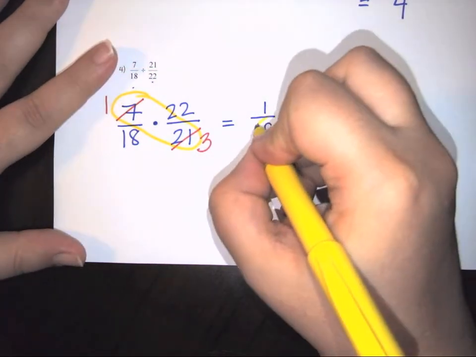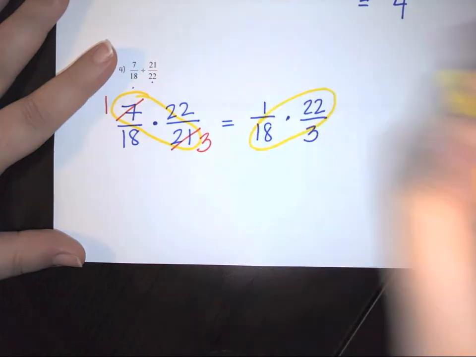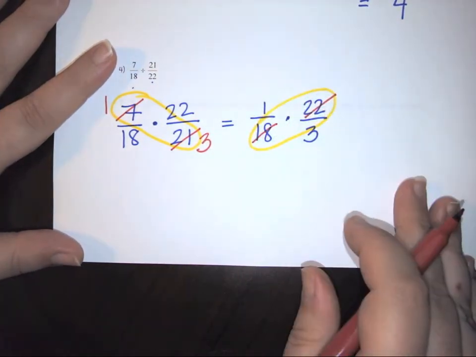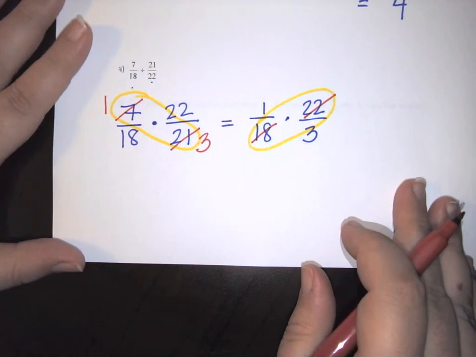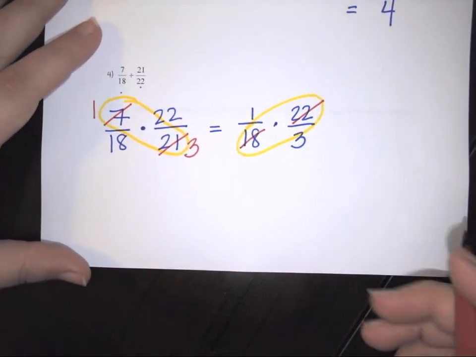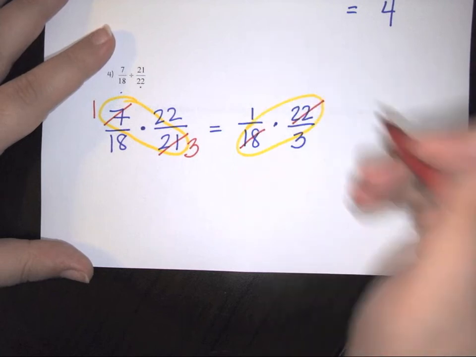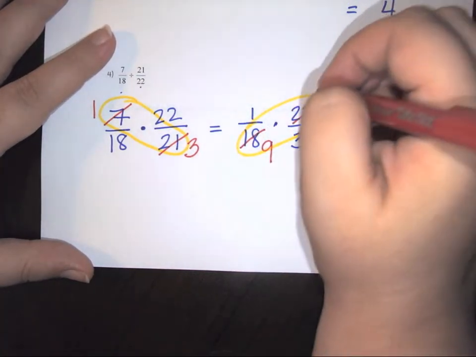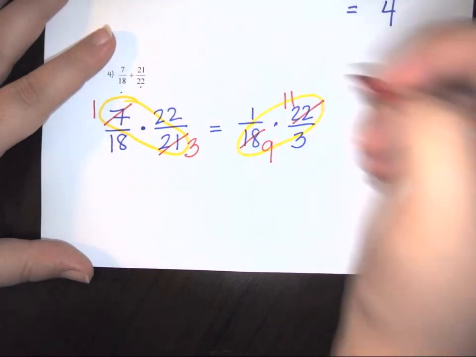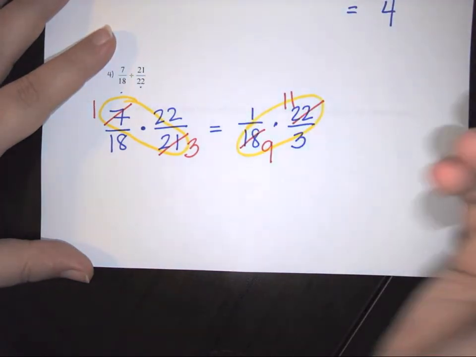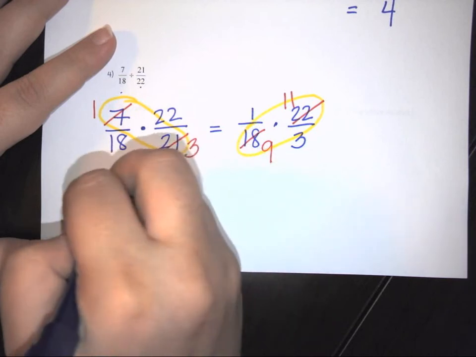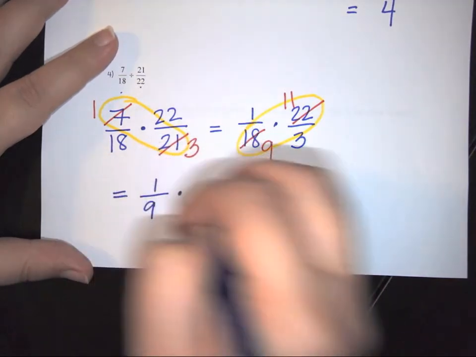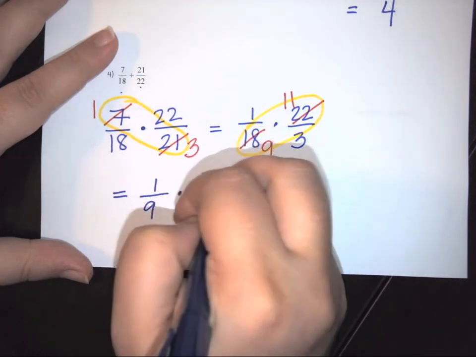Now I want to go ahead and look at my second one. Both of these are even, so that's how I know for a fact that these will reduce. And here the only thing that's actually in common with them is a 2. If I pull a 2 out of 18, I get a 9. But if I pull a 2 out of 22, I'm left with 11. Therefore making my new fraction 1 over 9 times 11 over 3.